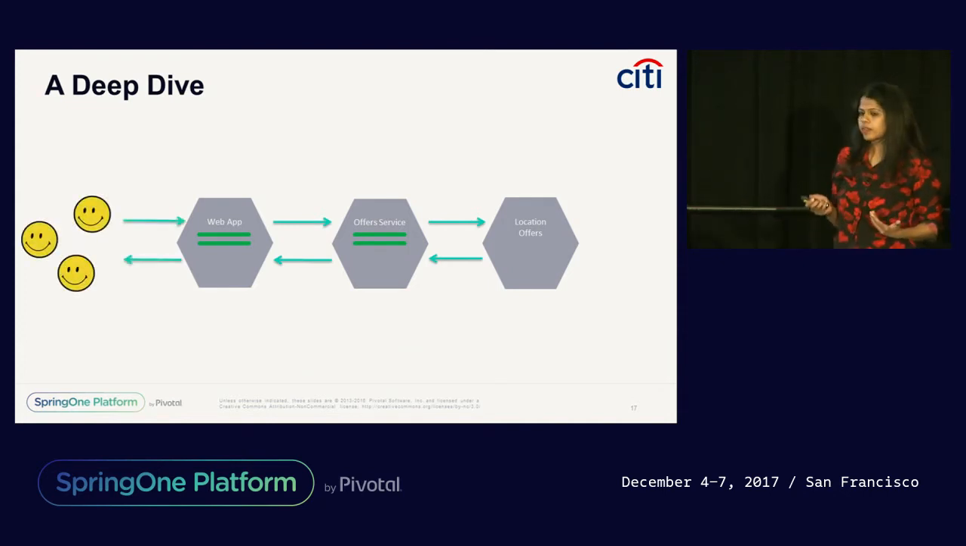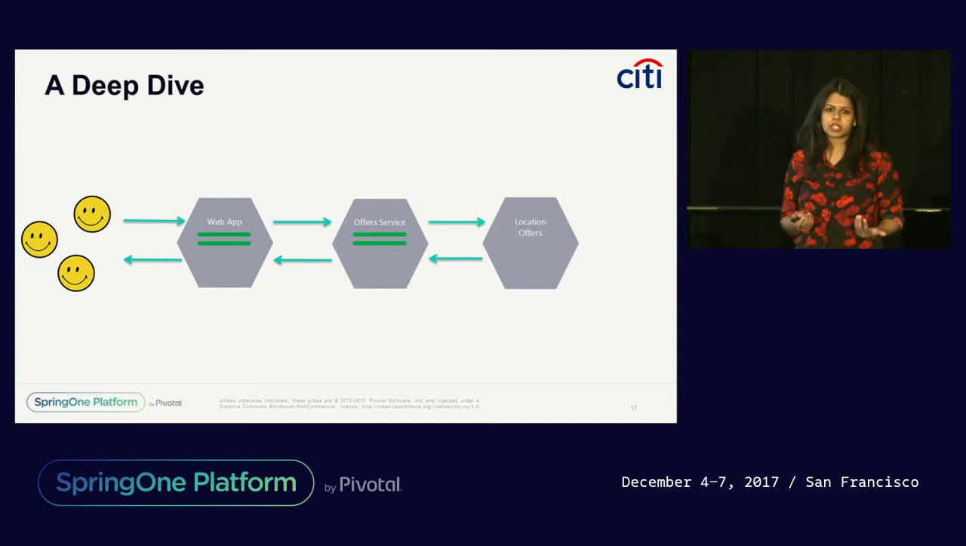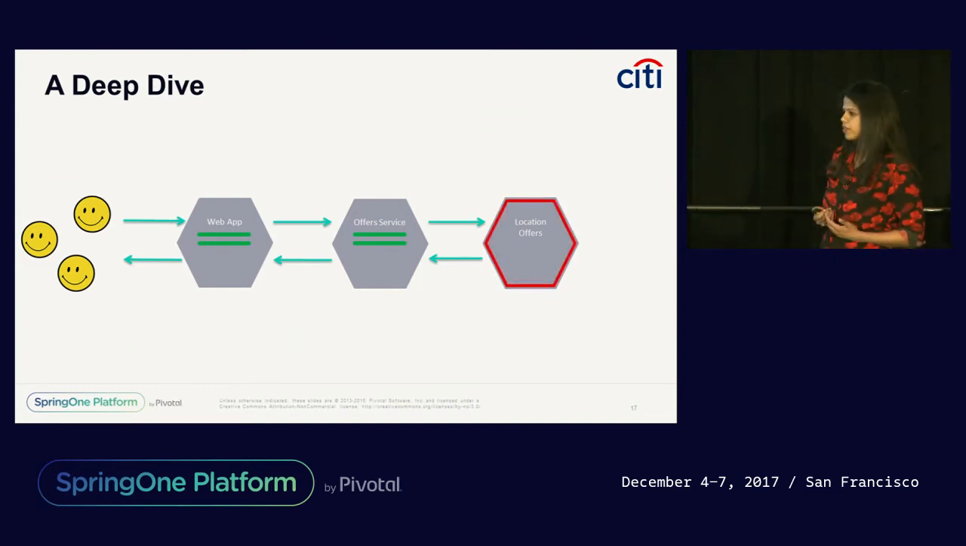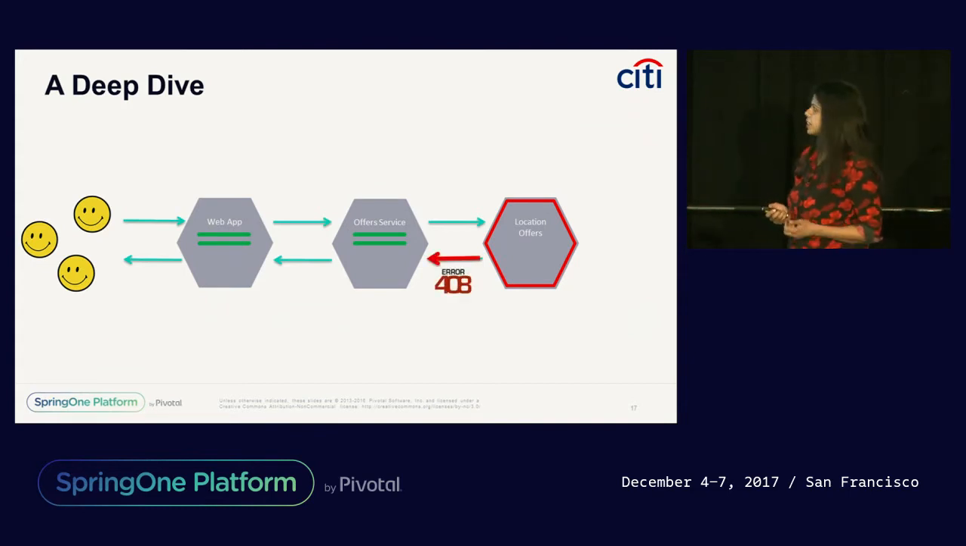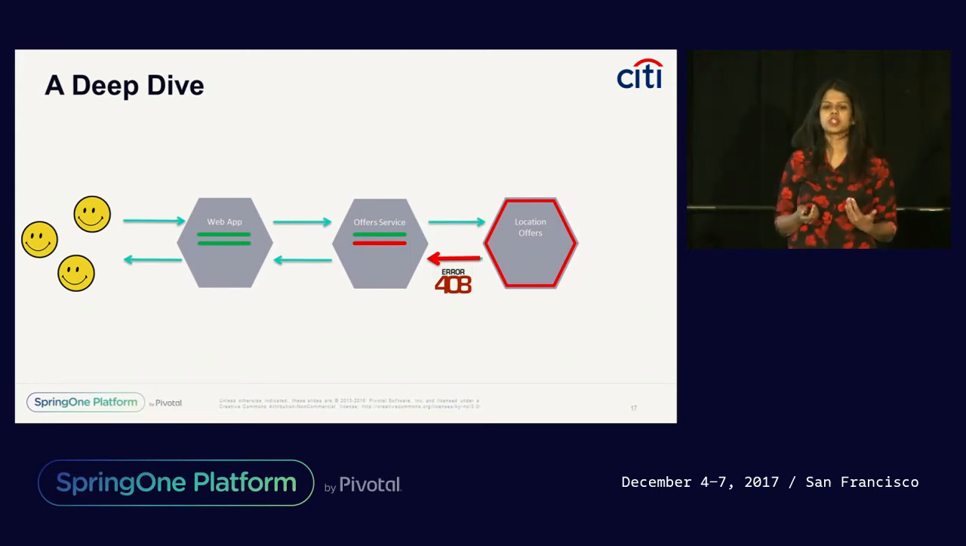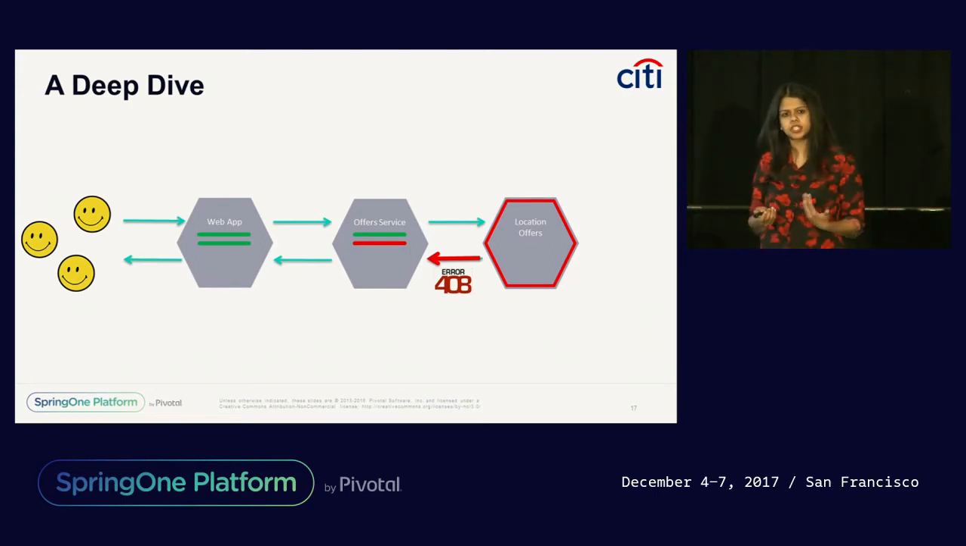So when everything is going fine, on day 1, usually everything works fine and there are no complaints from customers. But suddenly we see a problem in the location offer service. Either it's not responding or it's responding very slowly. We see that the thread in the offer service that made a call to the location offer service enters into this waiting state, and it does nothing but just waits.